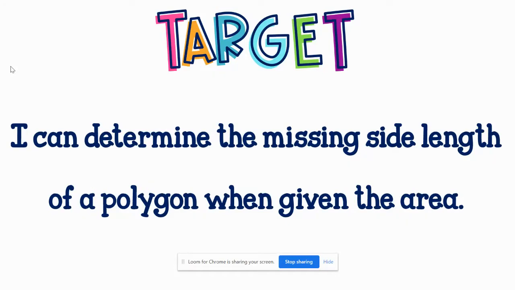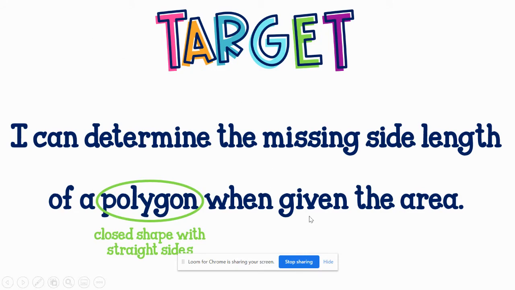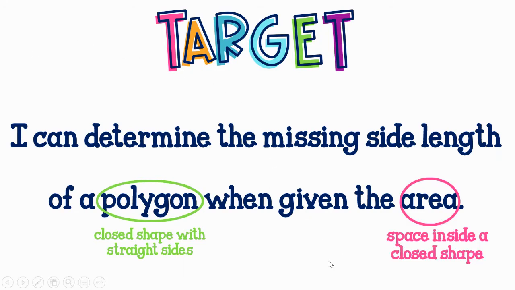Today's target: I can determine the missing side length of a polygon when given the area. Remember, a polygon is a closed shape with straight sides. An area is the space inside of a closed shape.